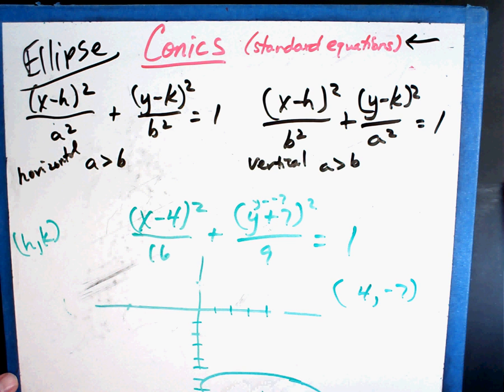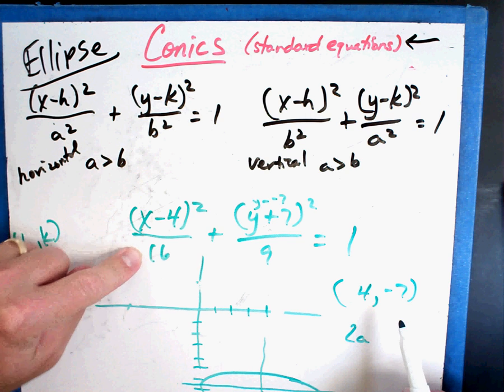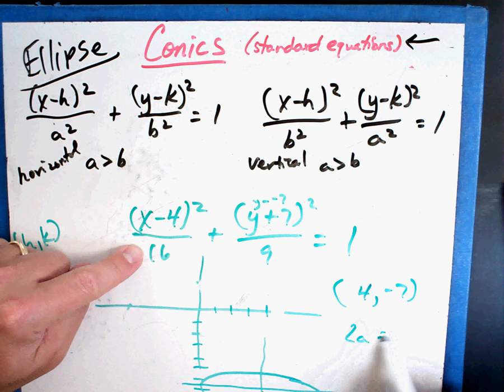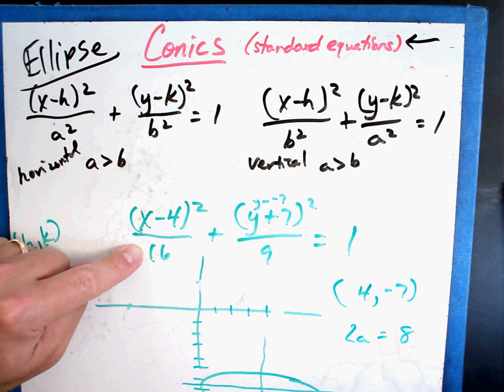Okay, so it's not over the x-axis, but I drew my graph marks through it, it's longer through the x. And then if I wanted to get the major axis, which was 2a, well, what was a? That was my larger number. Since this says a squared, take the square root of that, it's 4. Okay, so 2a is 8. So that's how long this is. This is a measurement of 8.